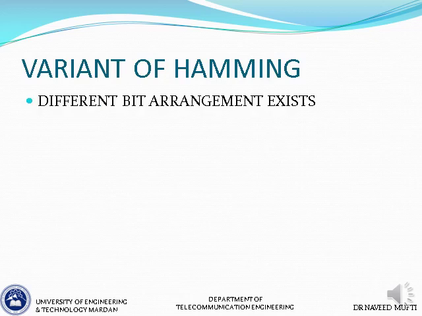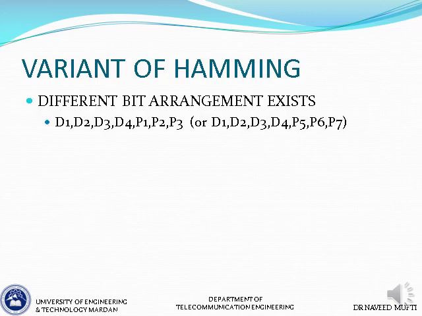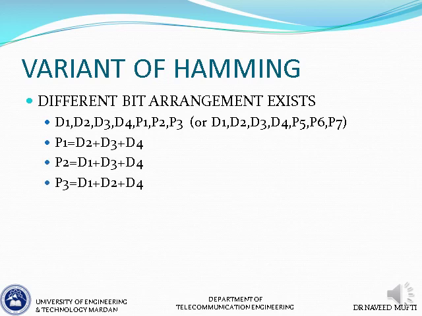Now there is also a variant of Hamming where a different bit arrangement exists. So we can have a bit arrangement like this: all the data bits together and all the parity bits together. We can call them 1, 2, 3, or we can call them 5, 6, 7. Both conventions are used. And the values of parity bits are then calculated using these equations.